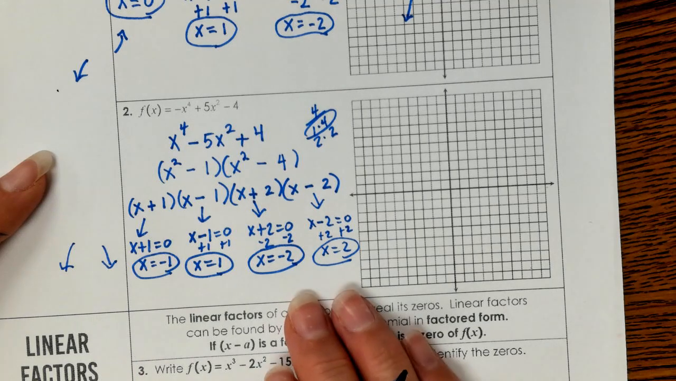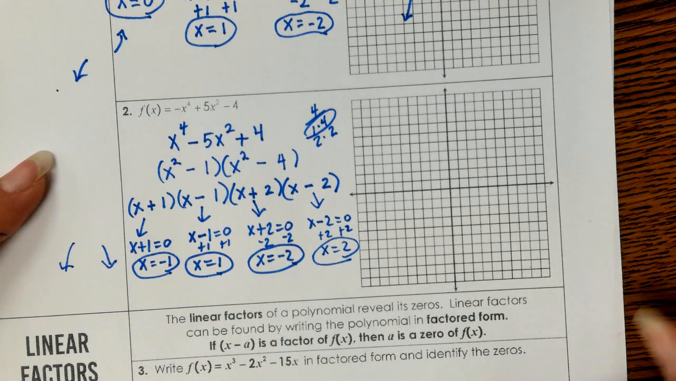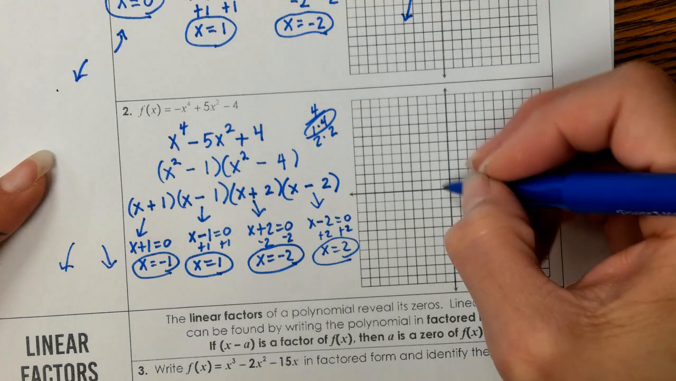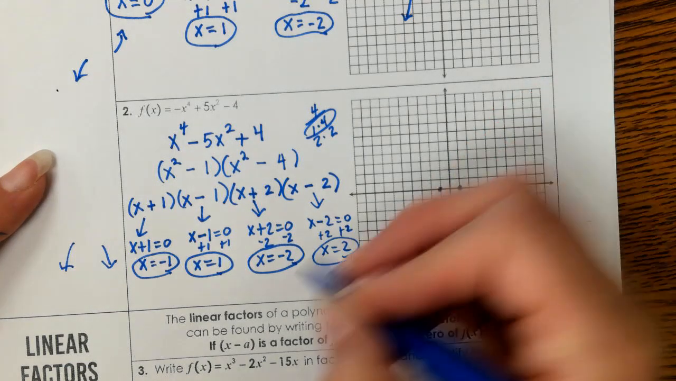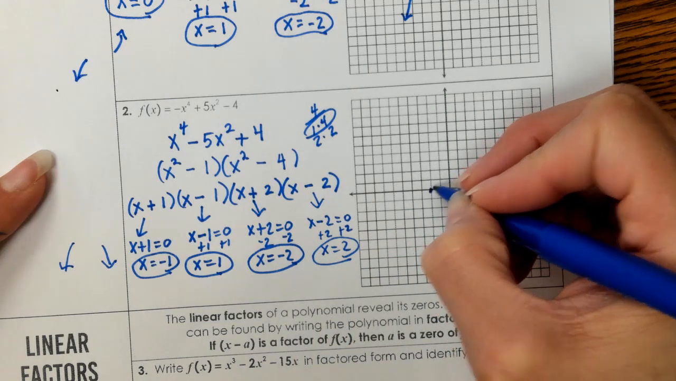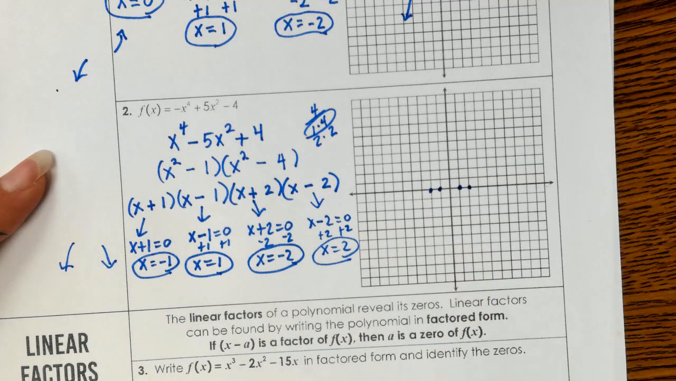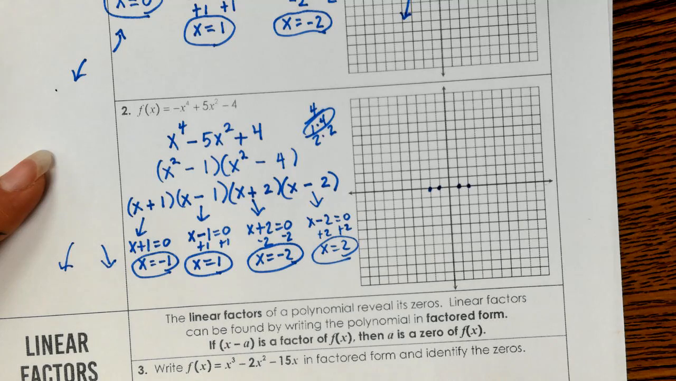Now, remember, these are our x-intercepts. So we have a positive and a negative 1. We have a positive and a negative 2. These are locations that it is going to cross through.